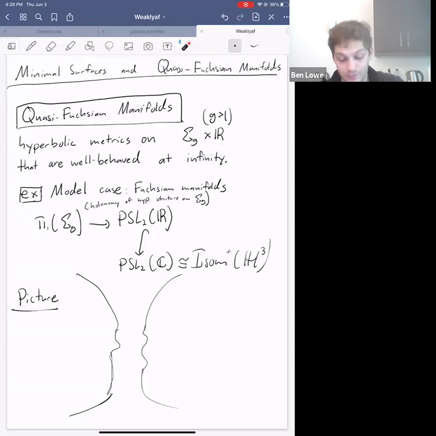And I should say, as I already mentioned, you can have lots of hyperbolic metrics on the surface times R that are not quasi-Fuchsian, that do not flare out at infinity in this nice way.